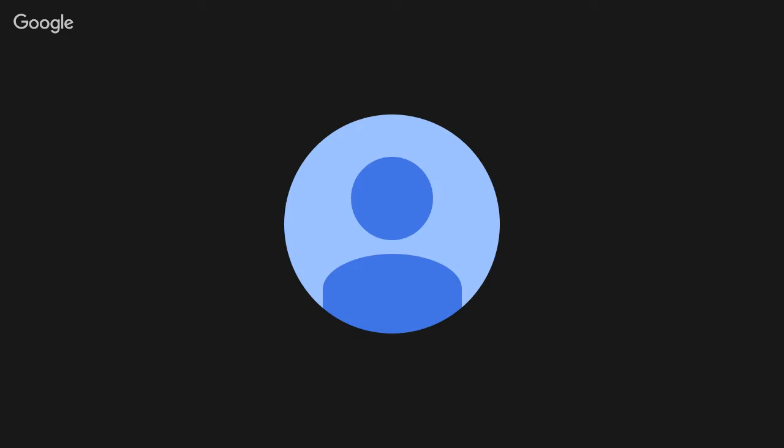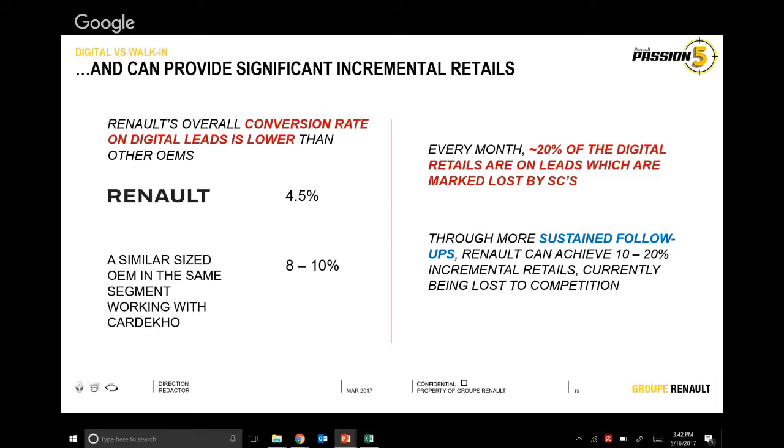When we compare it with the conversion of walk-ins also, many dealers say that we do get leads, but eventually they do not convert. They get marked as lost because the customer says that he does not want to buy a car, or maybe they're not able to reach out to the customer every time. So when we checked Renault's performance against other brands, we noticed that Renault gives a typical conversion of around 4 to 5% on digital leads. This is overall across India, but for a similar OEM, we see that the conversion has gone as high as 8 to 10% also.